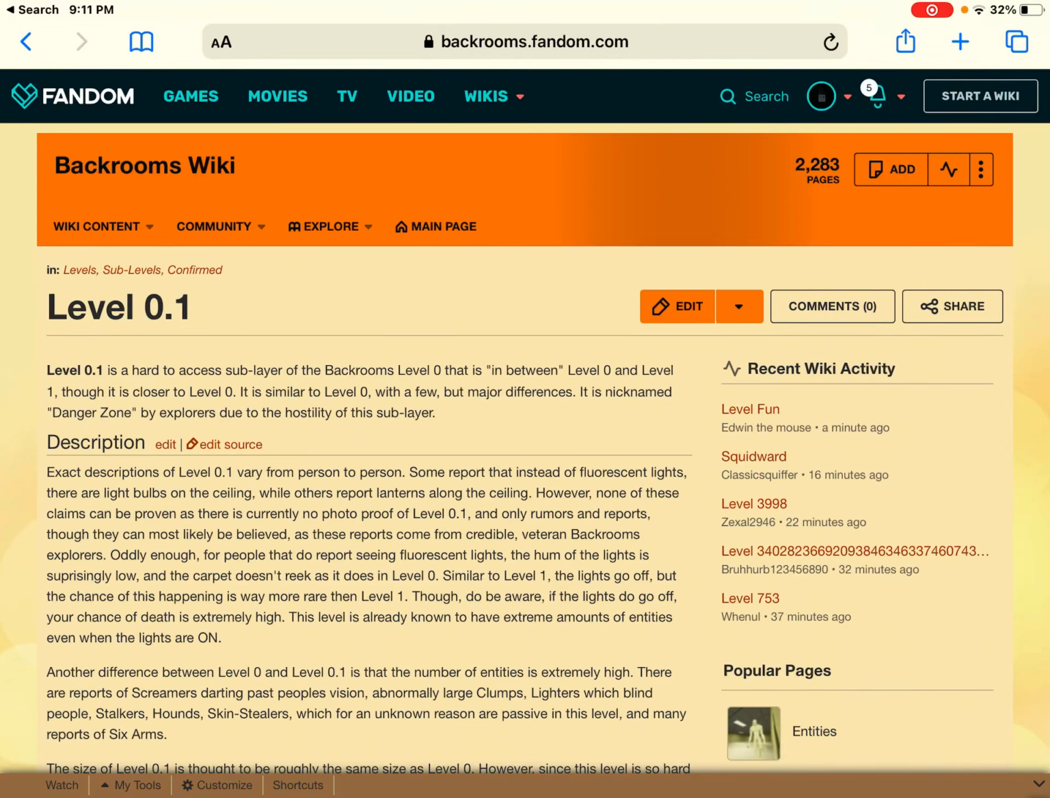Level 0.1 is a hard-to-access sub-layer of the Backrooms Level 0 that is in between Level 0 and Level 1, though it is closer to Level 0. It is similar to Level 0 with a few but major differences. It is nicknamed Danger Zone by explorers due to the hostility of this sub-layer.